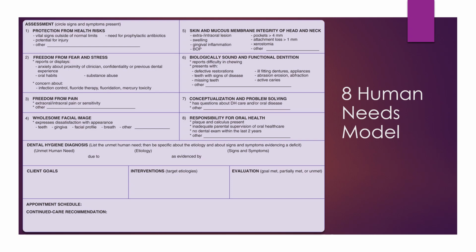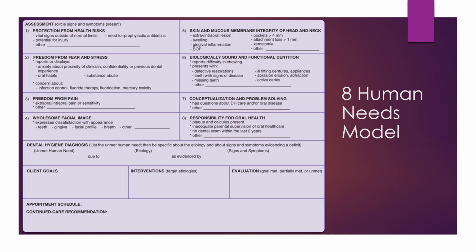Take a look at number 6, biological sound and functional dentition. If the patient is showing signs of disease, and maybe there's missing teeth or active decay, or there's abrasion, erosion, or abfraction, well, then this human need would not be met. There would be a deficiency. So you have to take a look at the information that you've collected objectively and determine, are these human needs met or are they unmet?